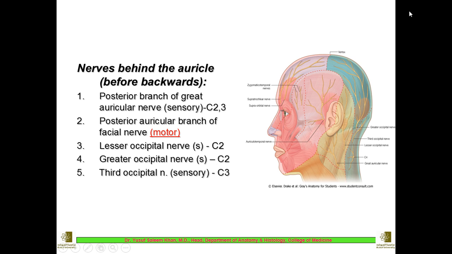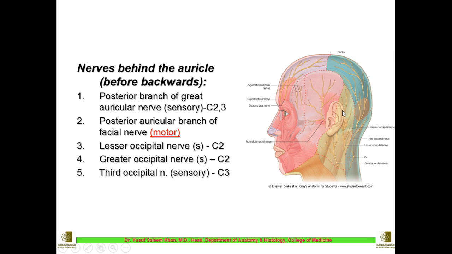Then the last nerve which is supplying the area behind the ear, which is sensory, will be the third occipital nerve. Okay, so this will be the nerve which is supplying the area near the occiput, and this is from the third segment of the cervical nerves. Okay, so these are the five nerves which are supplying behind the ear.